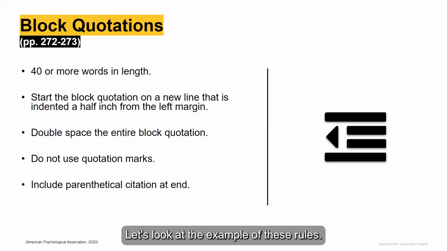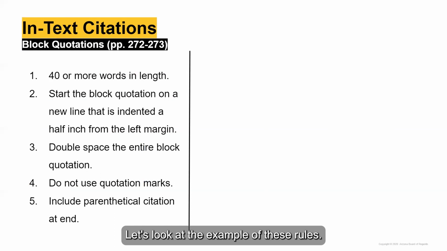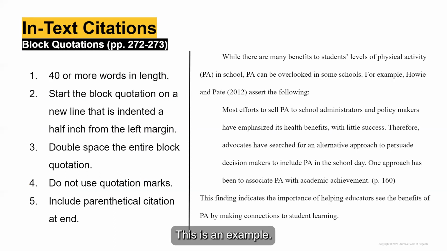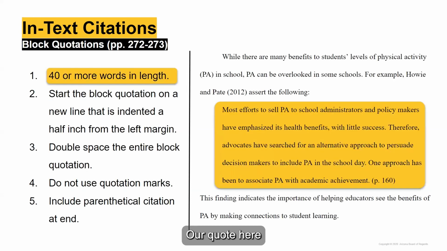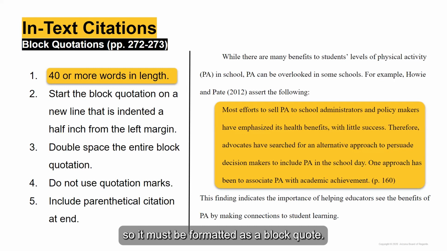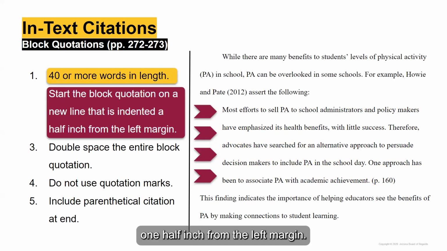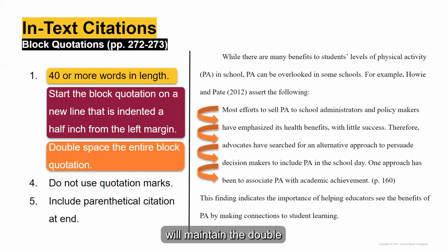Let's look at an example of these rules. On the left, you can see the 5 rules that we just listed. This is an example. Our quote here is more than 40 words in length. It is 48 words long, so it must be formatted as a block quote. We will start it on a new line and indent each line 1/2 inch from the left margin. The block quote will maintain the double spacing for the paper.